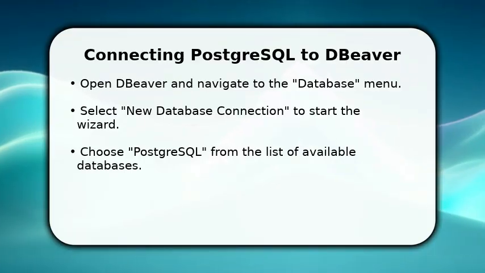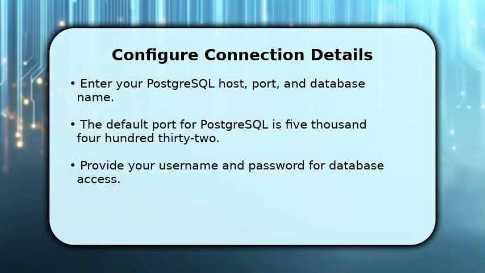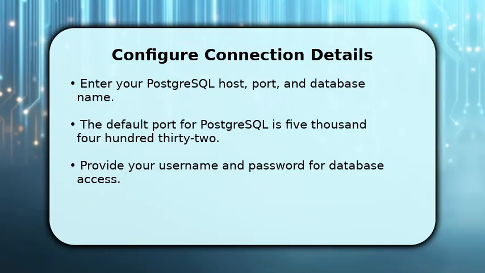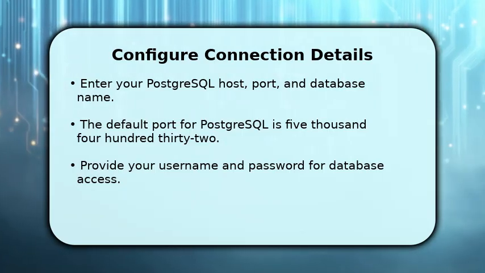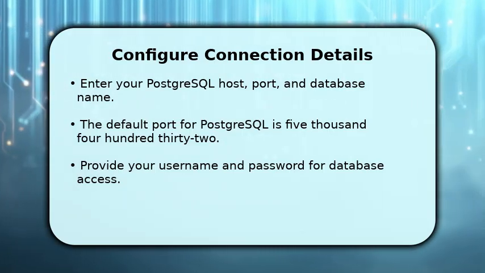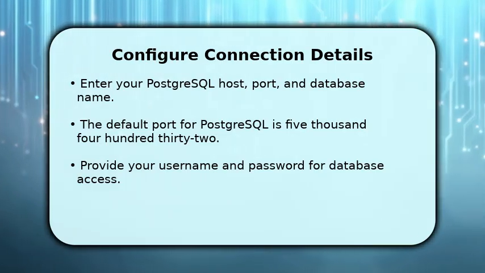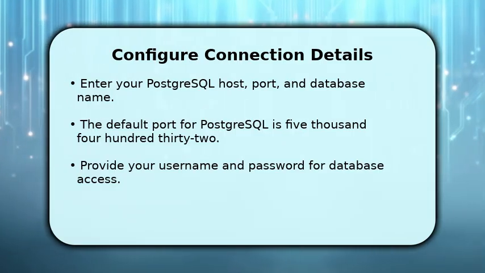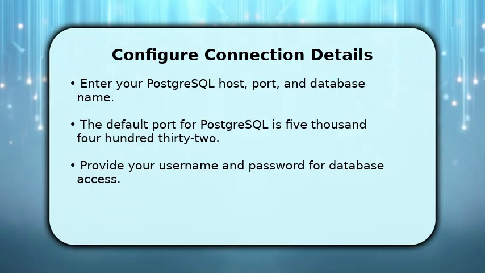After making your choice, click Next to advance to the crucial connection settings configuration. Now it's time to input your specific connection details. You'll need to provide the host address, the port number, and the name of your PostgreSQL database. Remember, the standard port for PostgreSQL is 5432. Additionally, enter your designated username and password for secure database access. Before proceeding, always click the Test Connection button to verify that all your entered information is accurate and working.